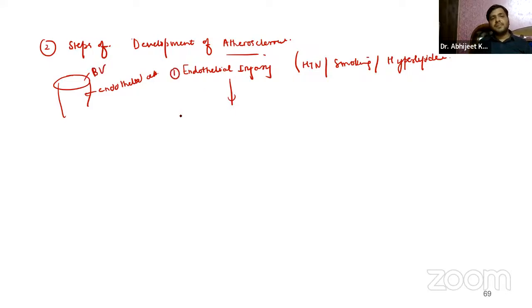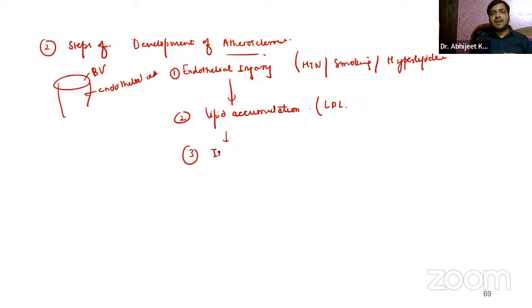The second step is lipid accumulation. The low density lipoprotein, the cholesterol, penetrates the injured endothelium and becomes oxidized in the intima of the arterial wall. You already know we have various layers in the arteries, and the innermost is the intima. The LDL, the low density lipoprotein cholesterol, will penetrate the injured endothelium and become oxidized in the intima of the arterial wall.